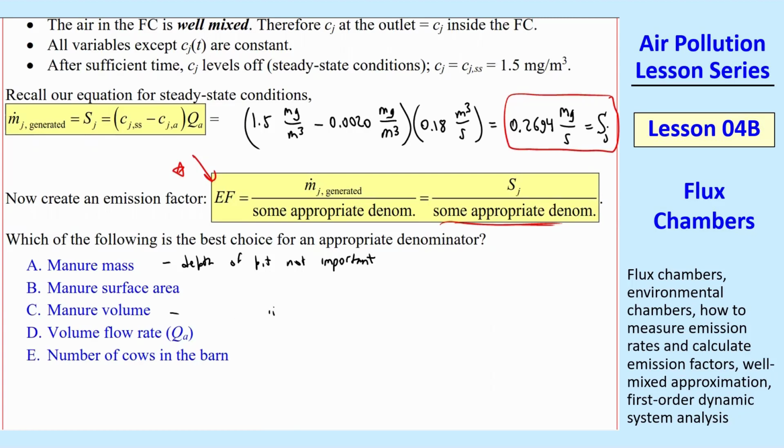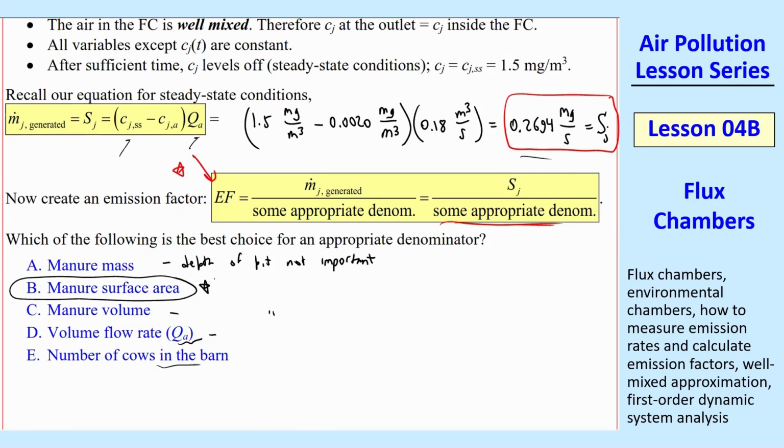So we can say the same thing there. So the proper one is the surface area. It's an evaporation process that's giving this methane. So that's why the surface area is important. The volume flow rate is not important. In fact, you can change this to whatever you want and redo the math. You'll get a different CJSS and you'll get a different QA, but you'll get the same source strength. And then number of cows in the barn, well, that just determines how much manure you have. So the appropriate choice is the surface area.